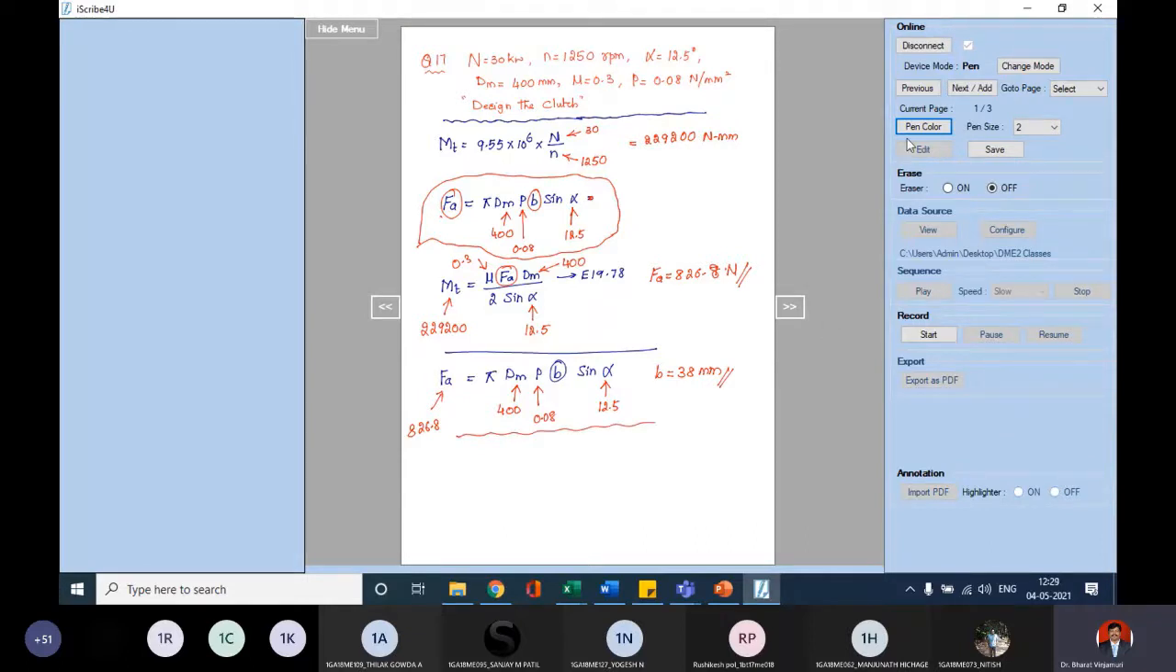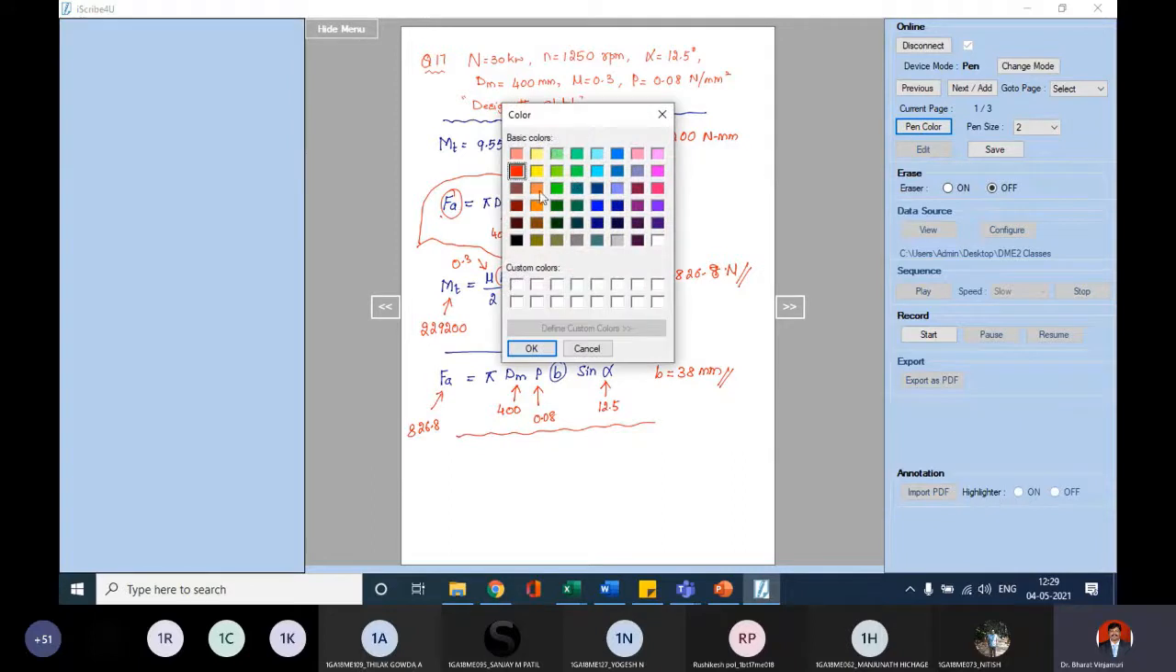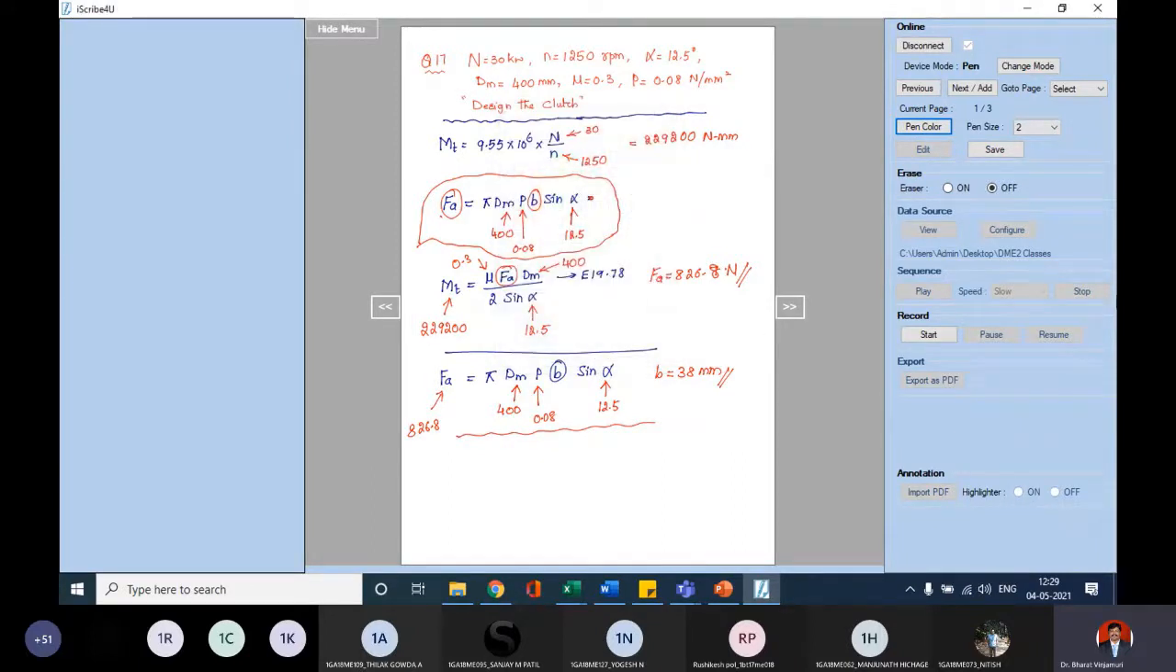Now once it is said to design the clutch, the process will be there as usual. Design the clutch means: DM you have got, D1 is equal to DM minus B sin alpha, and D2 is equal to DM plus B sin alpha. This is the answer which you will be trying to find. Tell me the value of D1 and D2.